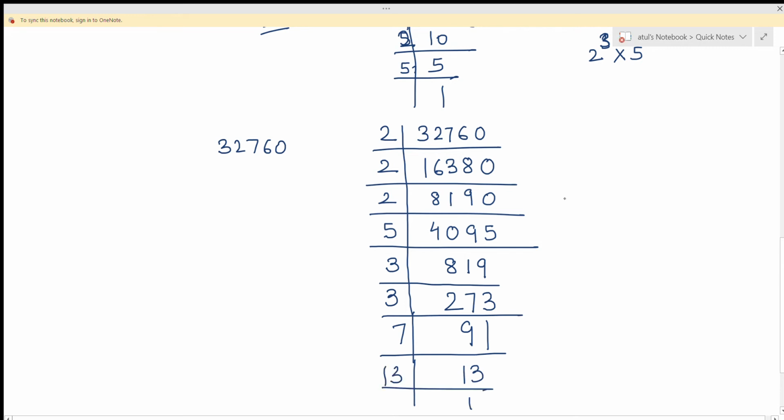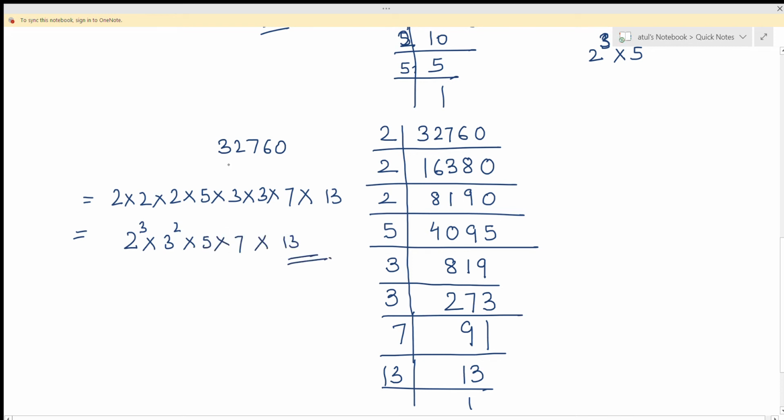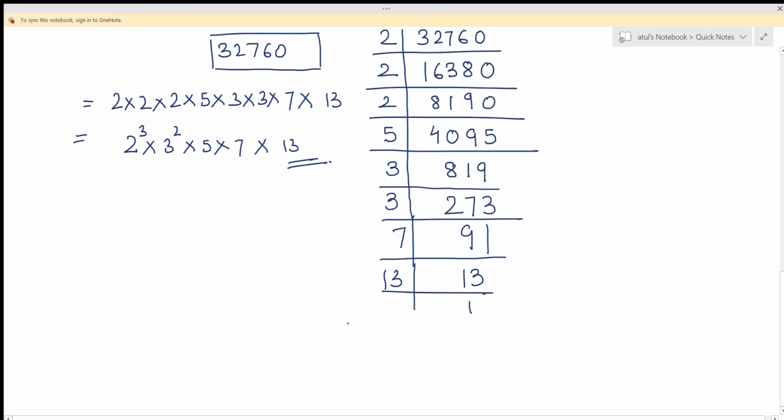So the prime factorization of this number is what? It's 2 into 2 into 2 into 5 into 3 into 3 into 7 into 13. I can also write it as 2 cube into 3 square into 5 into 7 into 13. This is the prime factorization of the number 32,760 and it is unique for this number. Let us move to exercise 1.2 of NCERT and solve the questions.